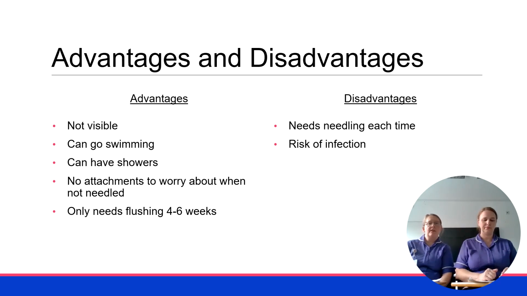So the advantages and disadvantages of having a port. So the advantages, they aren't visible. Once it's needled, you can see it externally, but otherwise you can't see the Portacath. The children and young people are able to go swimming. They can have showers and baths much easier with a Portacath once it's not needled. And if it isn't needled as well, there are no attachments to worry about that can be pulled or tugged on or removed accidentally. And also it only needs to be flushed every 4 to 6 weeks, which makes it easier for the child and family. They don't need to come into hospital as often. They don't need as many community nurse visits.